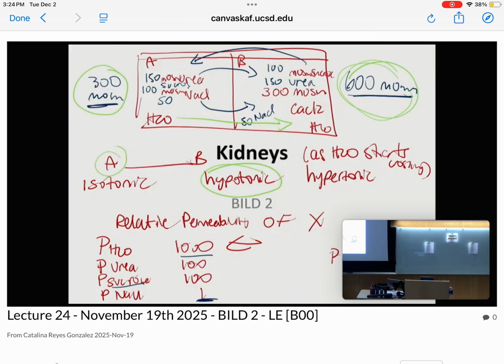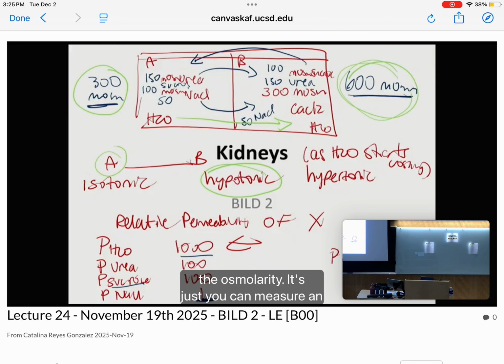Yeah, because if the solutions are isotonic, then they're going to be isosmotic, because the water is not going to move. So the concept of tonicity is relative to the water movement given the osmolarity. Does that make sense? They're both going to, the water movement is going to be determined by the osmolarity.